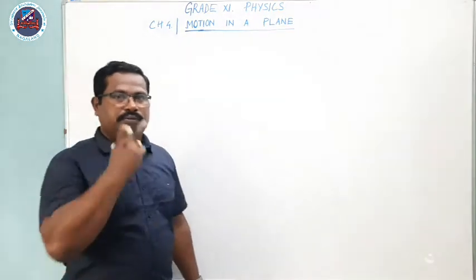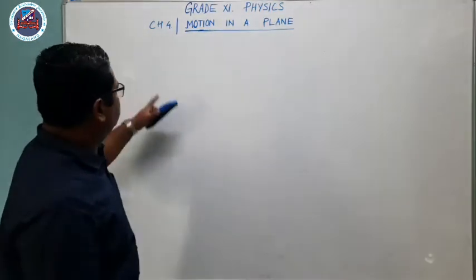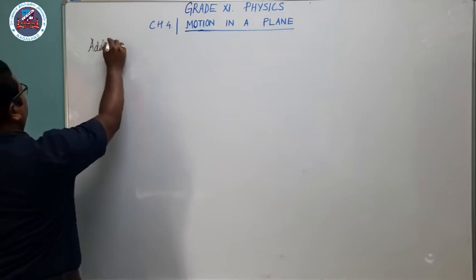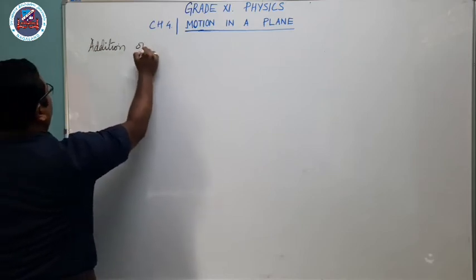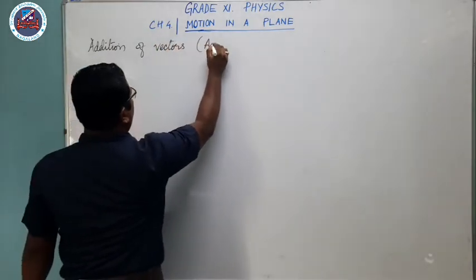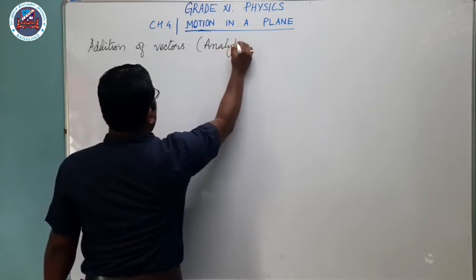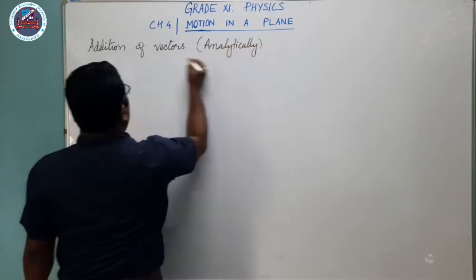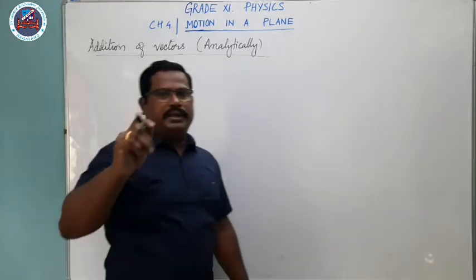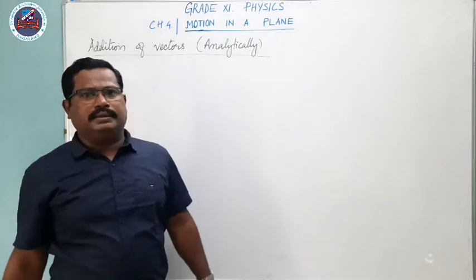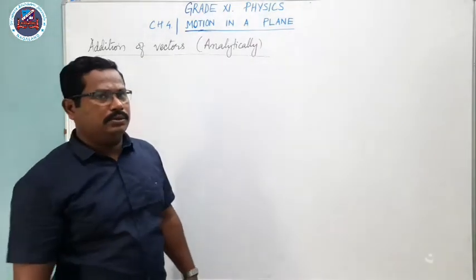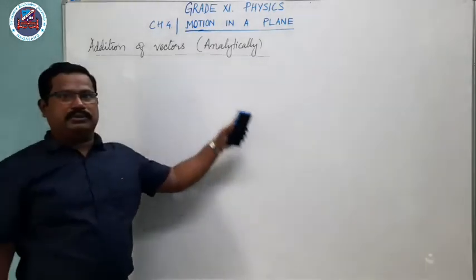In this video, first we'll learn about addition of vectors analytically. Analytically, we know that a vector has both magnitude as well as direction. So how to calculate the magnitude and direction when you do addition of vectors, that you are going to learn.